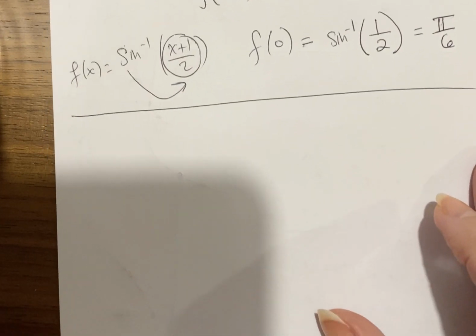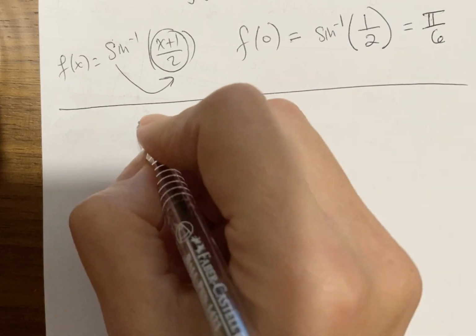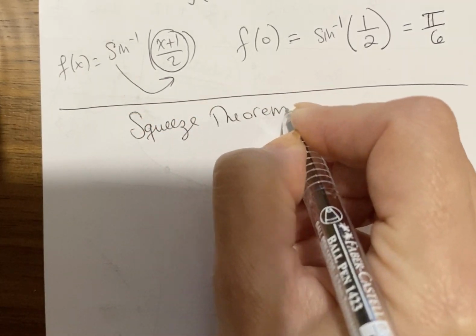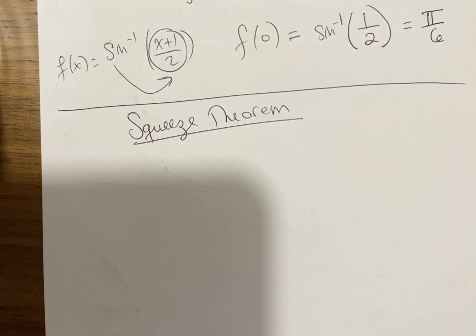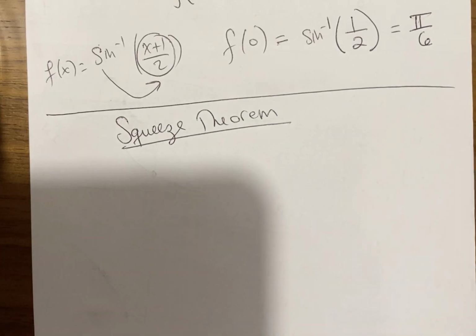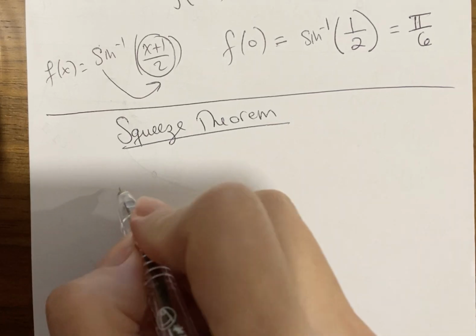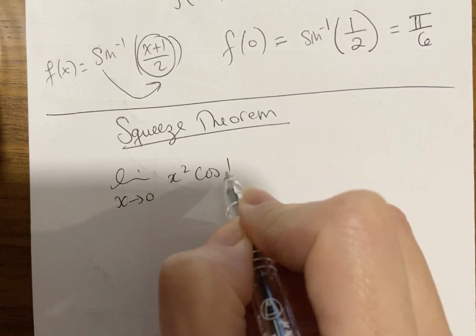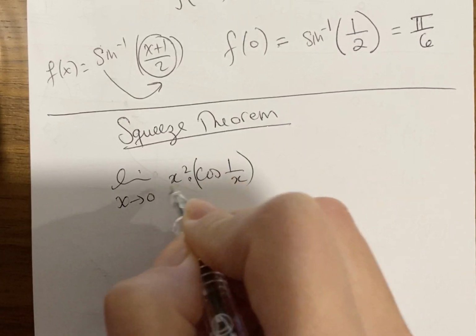One of the very important theorems in this section is called the squeeze theorem. All right, so we are learning different techniques to find limits algebraically. Sometimes, for functions, I cannot tell what their limits are. So let me give you an example: the limit as x approaches 0 of x squared times cosine of 1 over x.